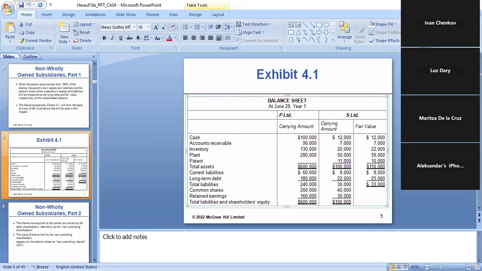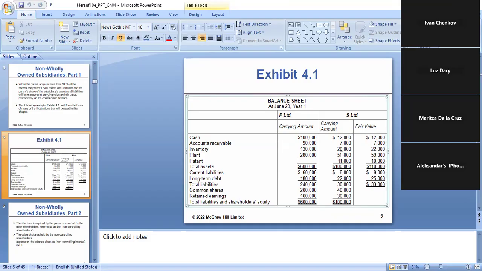So far, this is just information. There's nothing scary here so far, as you can see. We just give you the parent and subsidiary all together on one document. That's all that we have in here. Nothing more, nothing less. And as you can see, now there are differences. We have the carrying amount and we have the fair value amount.